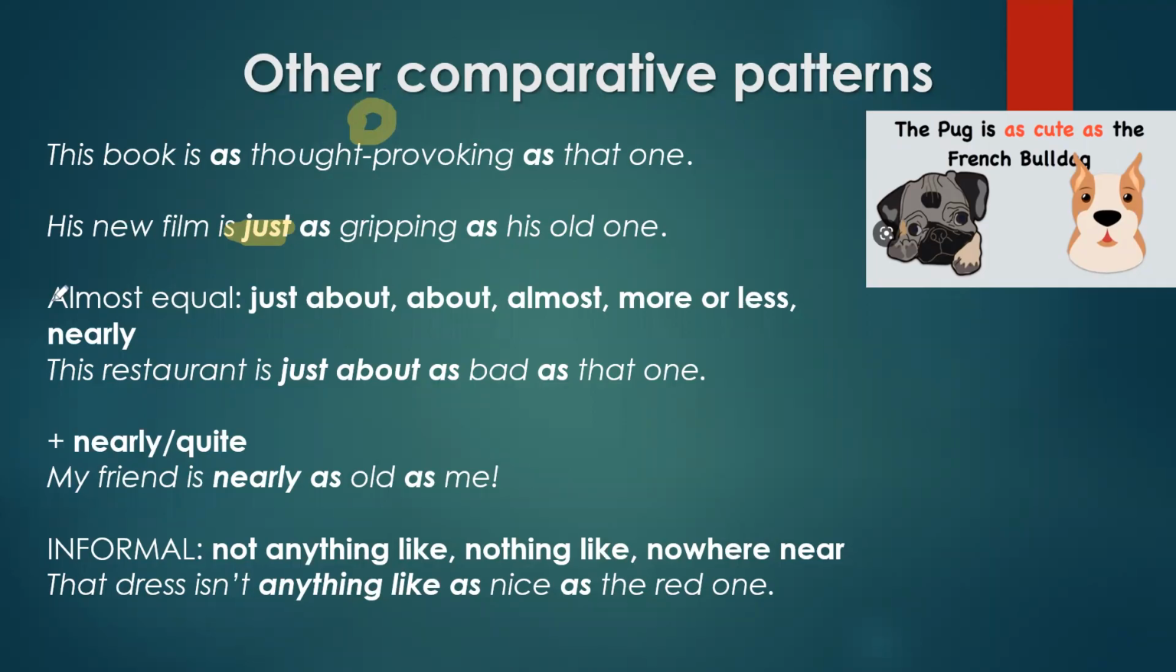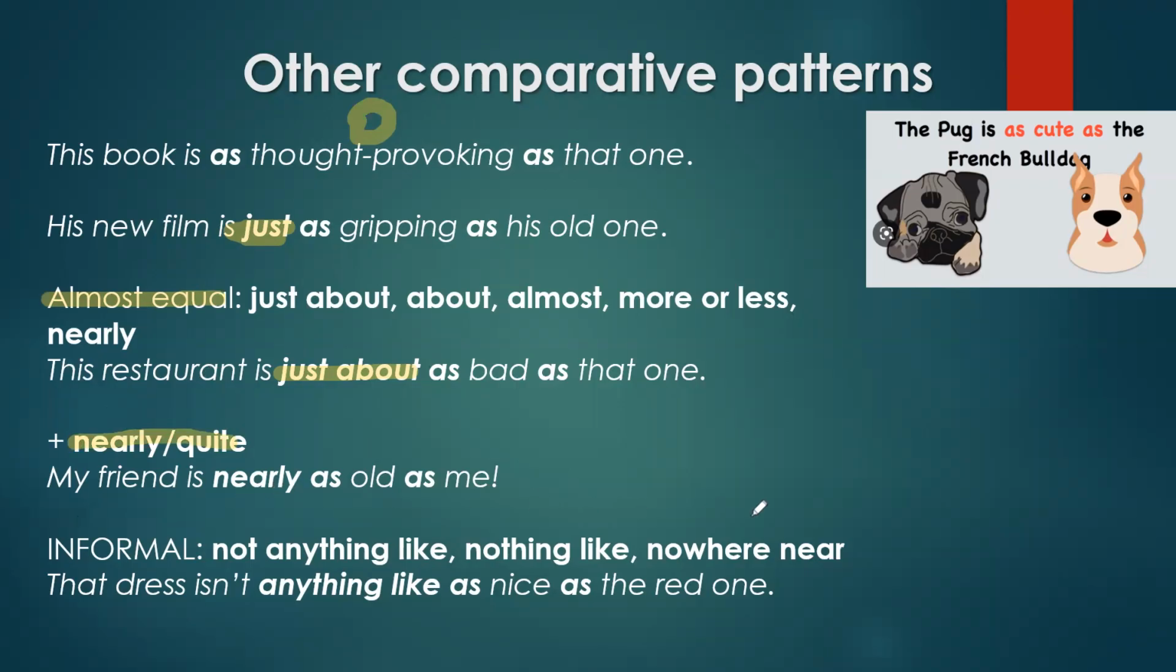When you want to say that something is almost equal, we use just about, almost, more or less, nearly. Look at the example. The restaurant is just about as bad as that one. Not exactly, but they are pretty similar. Also, we can use nearly or quite. My friend is nearly as old as me.